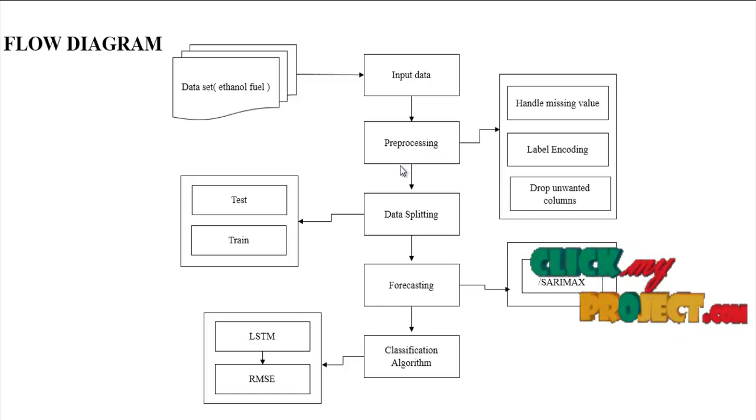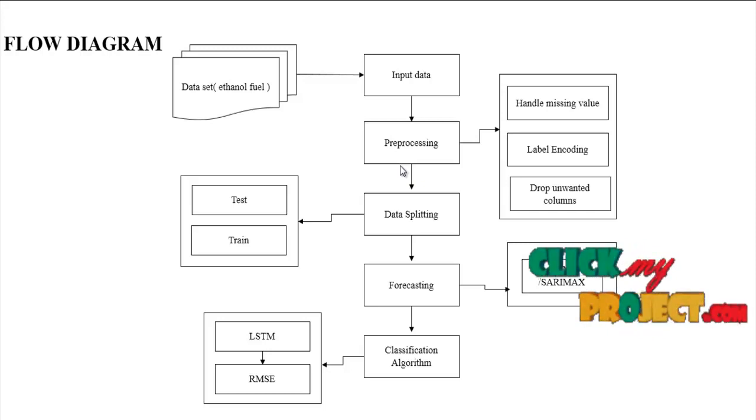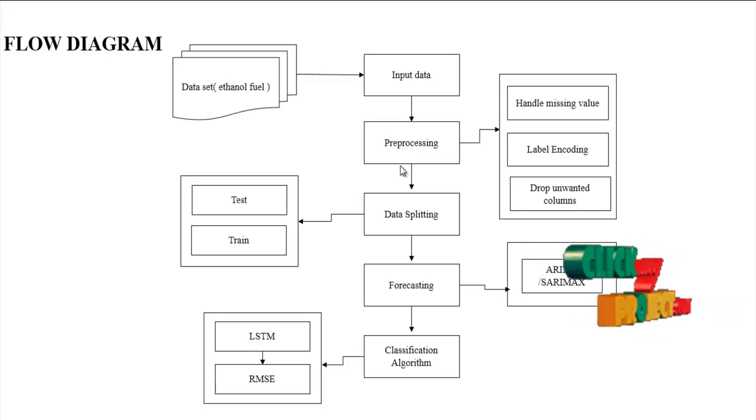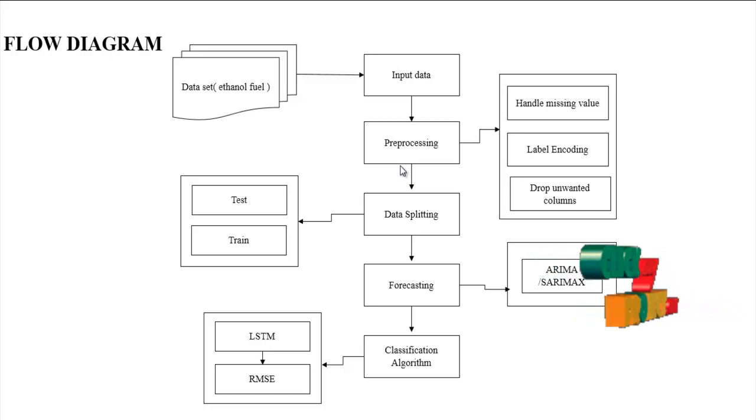After that we have to implement the classification algorithm. In this classification we are implementing the long short-term memory neural network model, and by using the LSTM we have to find the root mean squared error. So this is the flow of our process.